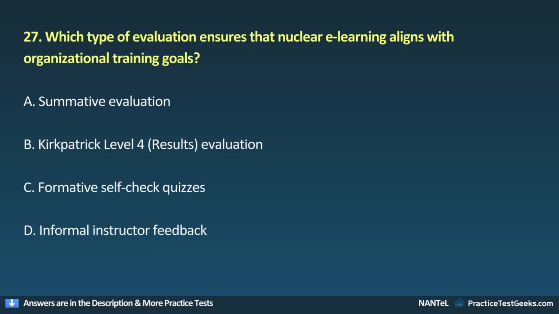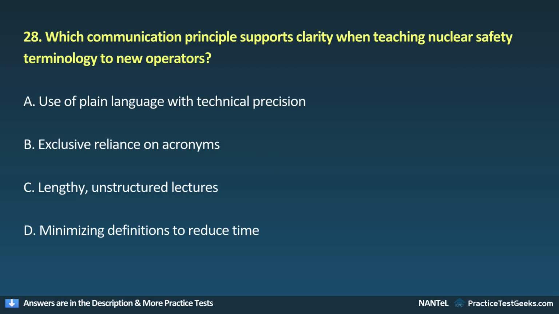27. Which type of evaluation ensures that nuclear e-learning aligns with organizational training goals? A. Summative evaluation. B. Kirkpatrick Level 4 results evaluation. C. Formative self-check quizzes. D. Informal instructor feedback.